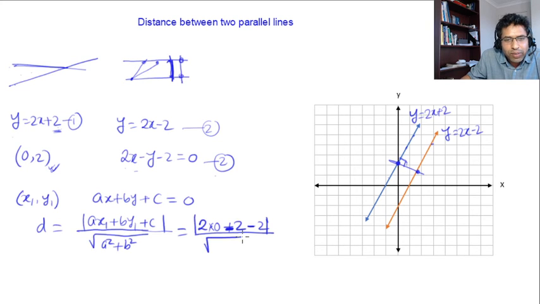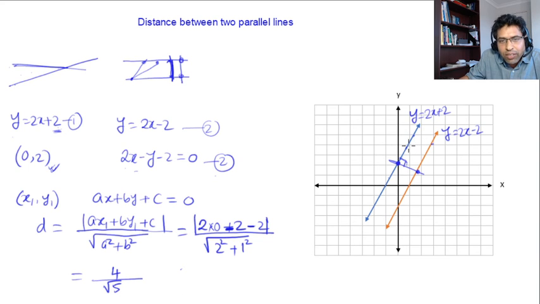And underneath it will be a squared, so 2 squared, plus b squared, where b is minus 1, so minus 1 squared is 1. Now if I write that down, it is 4 plus 1, which is 5, the square root of 5. On the top it would be minus 4, so we write 4 because it's the absolute value. So the distance between these two parallel lines will be 4 over the square root of 5 units.